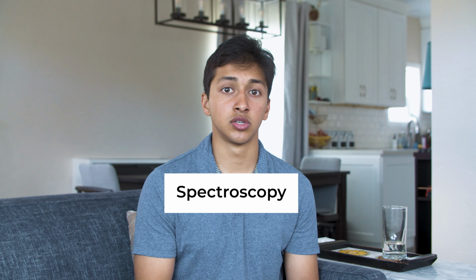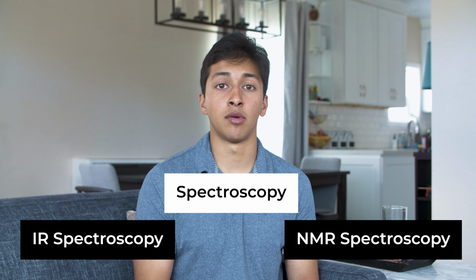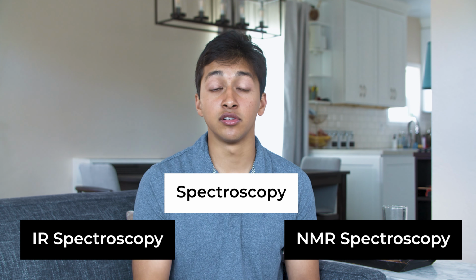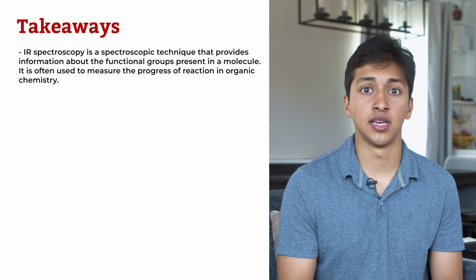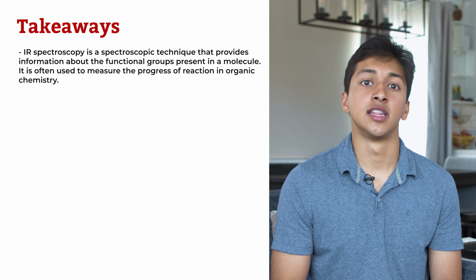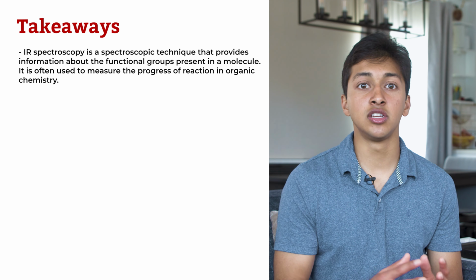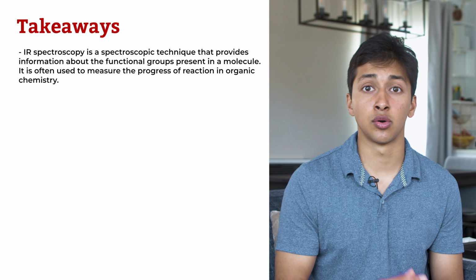Now that we've broadly looked at separations and purifications, let's move on to our final topic, spectroscopy. You should be familiar with both IR and NMR spectroscopy, though you likely won't have to know them at the same level of detail you did in undergraduate organic chemistry. IR spectroscopy is a spectroscopic technique that provides information about the functional groups present in a molecule. It is often used to measure the progress of a reaction in organic chemistry.